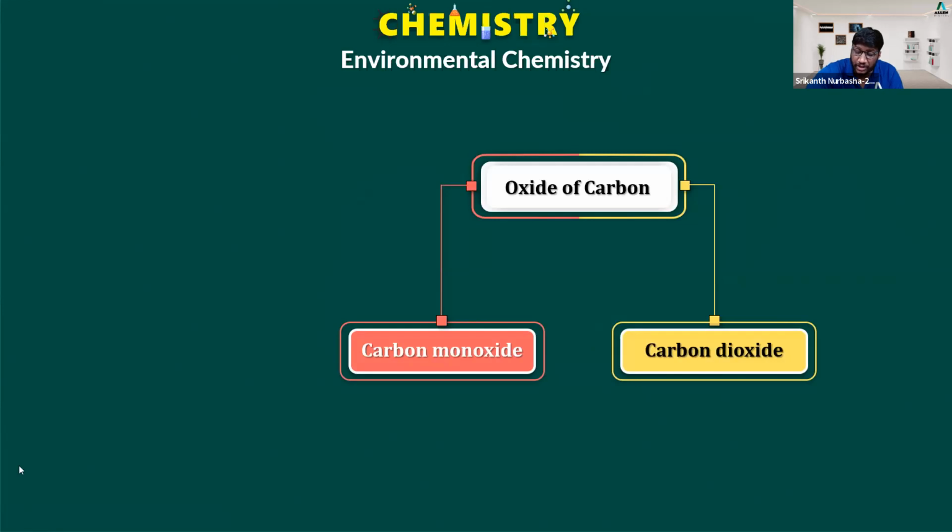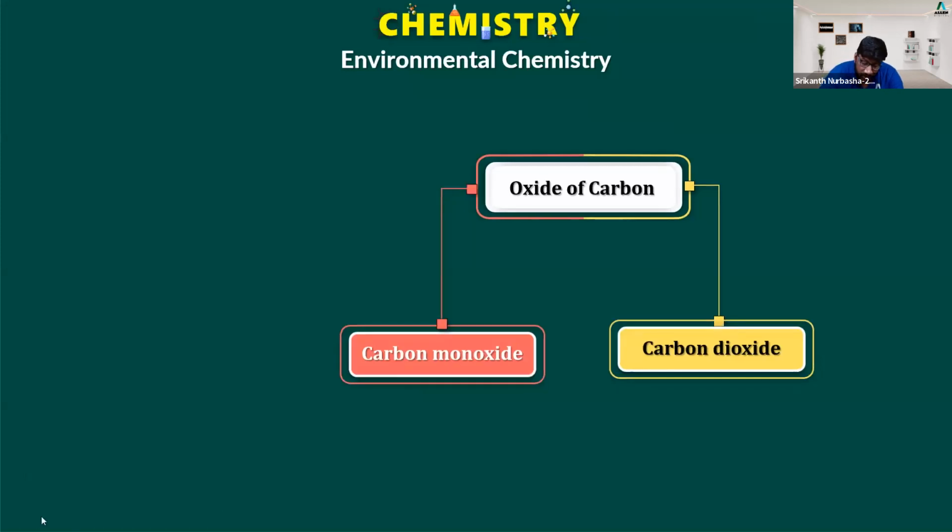Oxygen is going to be deficient when we inhale more carbon monoxide, because it blocks the oxygen supply. Because of that, we'll be having all these cases. That is about the first oxide of carbon, that is carbon monoxide, and its discussion. Next we have carbon dioxide.